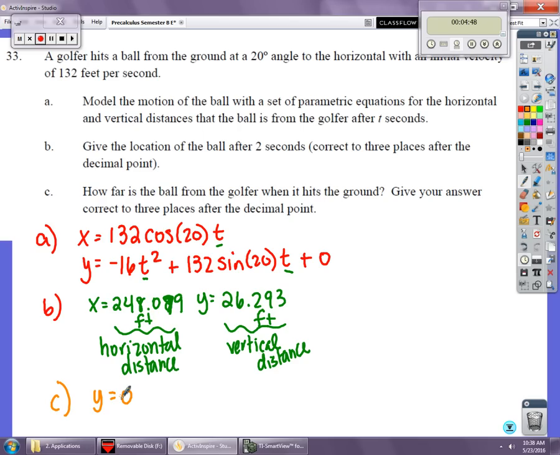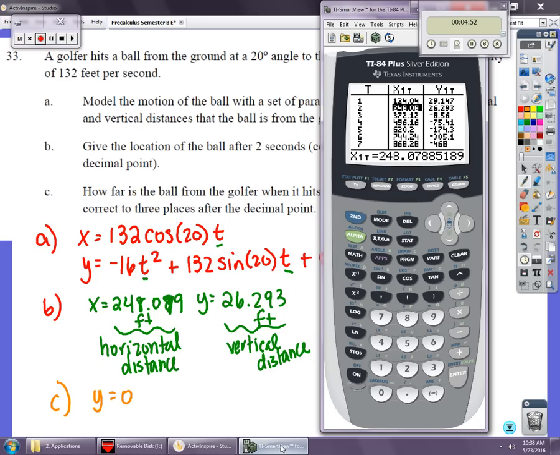Right? I want to know when the ball's actually on the ground. It doesn't ask me to make a graph, so I don't really need to worry about the graph too much. But if you look at the table here, do you see how the y coordinate, which is my height, I know that it hits the ground between 2 and 3 seconds.